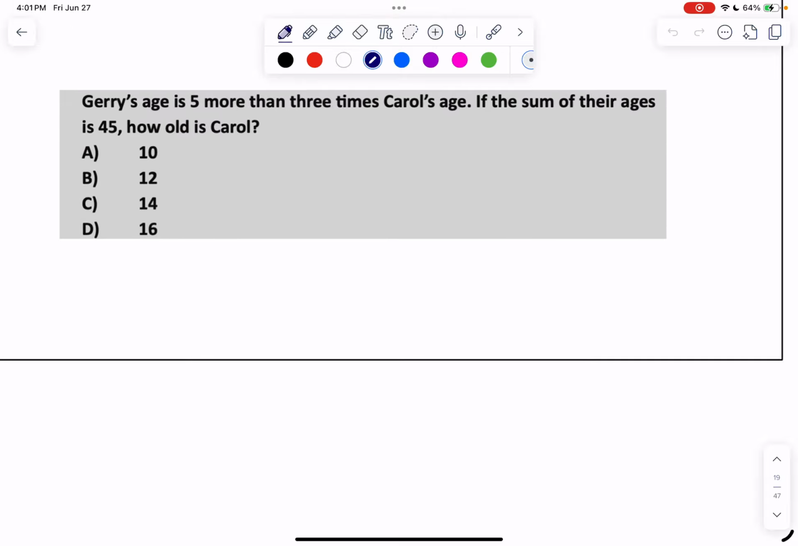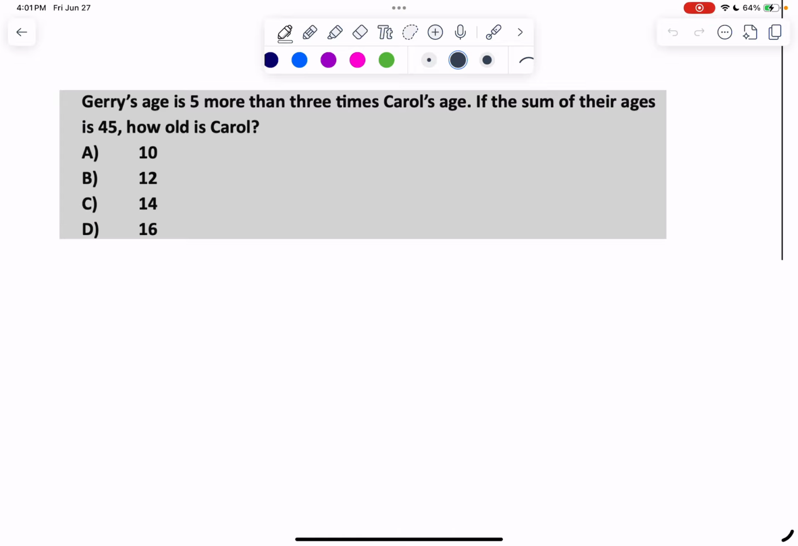Very often we might solve a problem like this using a system of linear equations. So let's give this a read and I'll show you how that looks, and then I'll show you how to completely avoid it. Gary's age is 5 more than 3 times Carol's age. If the sum of their ages is 45, how old is Carol?